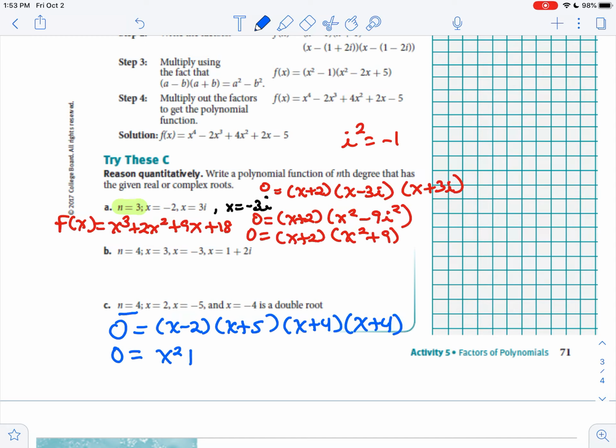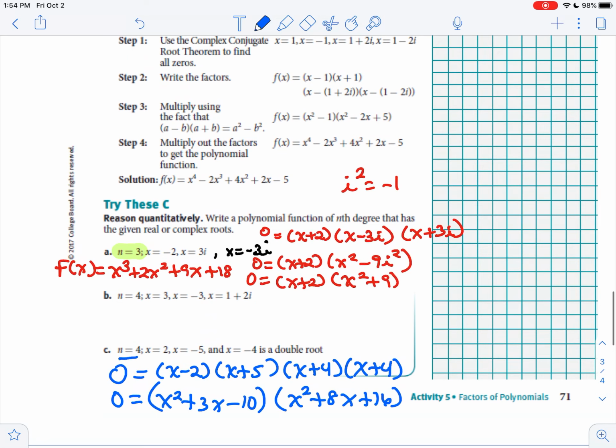Okay, so if I do the first 2, I get x squared, and then I get 3x minus 10. So there's the first one. I just did the outers and the inners together. The second one is x squared, and then it's 4x plus 4x, which is 8x, 4 times 4, which is 16. Now I'm going to need some space, so I'm going to go to the side here, and I'm going to go ahead and distribute x squared across. So I have x squared times x squared is x to the 4th, then plus 8x to the 3rd, and then plus 16x squared.